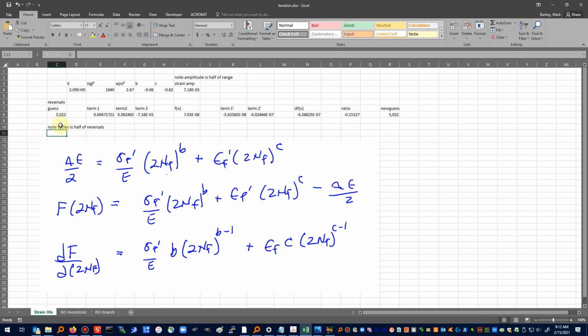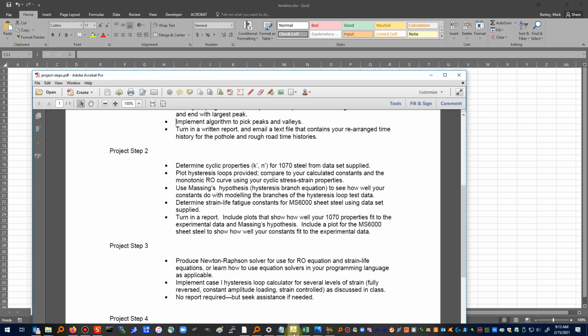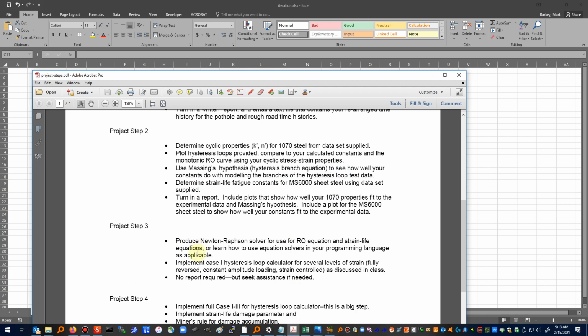Okay, so this is the second part of the video that talks about the theory of Newton-Raphson iteration. In the next video, I'm going to try to do the rest of this, which is to have a computer program that will do all of this, given a certain strain level, find the appropriate branches of the hysteresis loop.